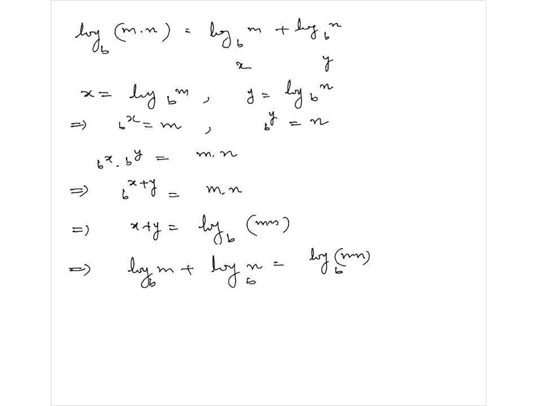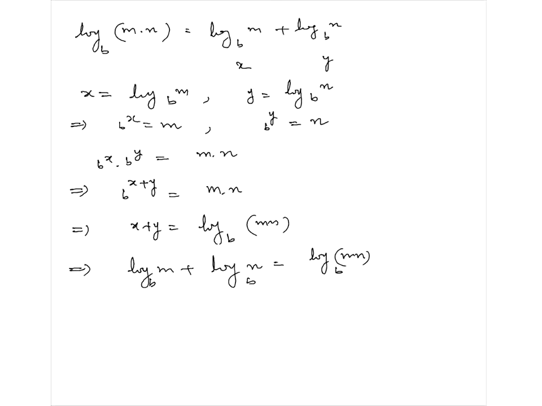Let's do the next theorem. As I said, multiplication is converted to addition. Log of m into n is log of m plus log of n. You can take any base you want; this rule will work. It will also work for 3 numbers, 4 numbers, 5 numbers. Say log of m into n into p, or log of m into n into p into q into r into s, all multiplication will be converted to addition.